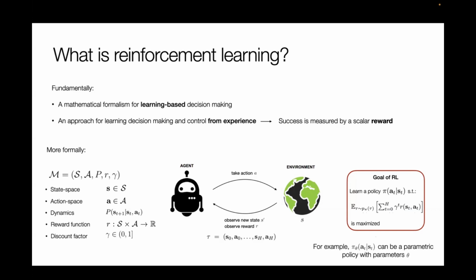For example, to make this concrete, a specific policy pi could be expressed as a parametric function, pi theta, with parameters theta. And this essentially translates this problem into an optimization problem where we want to pick the value of these parameters, theta, such that we maximize this objective function.